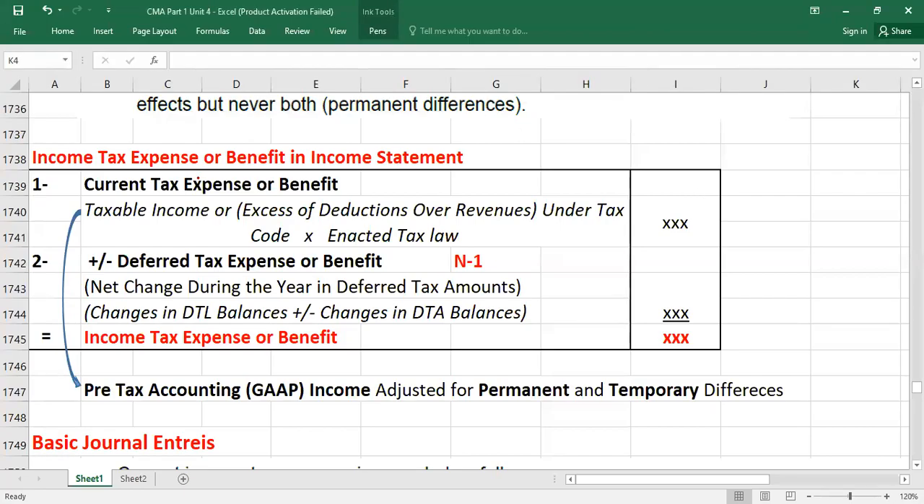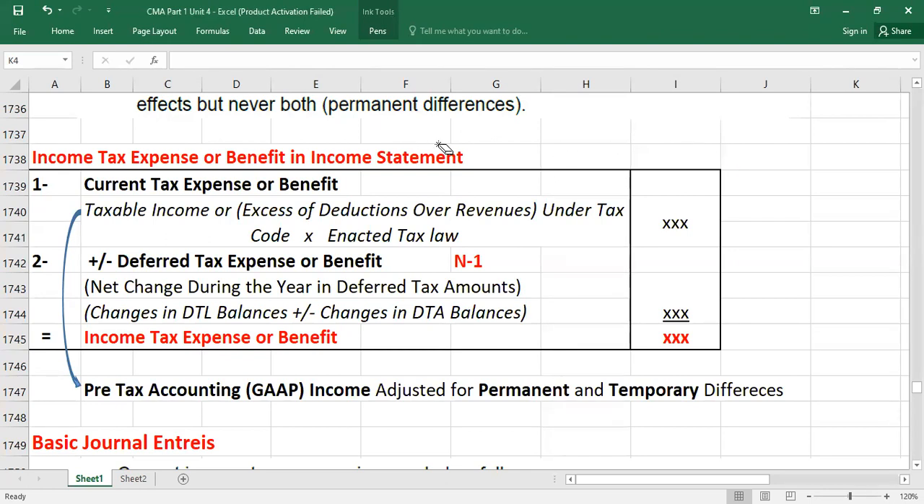Guys, we are going to discuss today this topic called income tax. And in income tax, we will talk about something which is called deferred tax also. So let me just give you a simple overview.